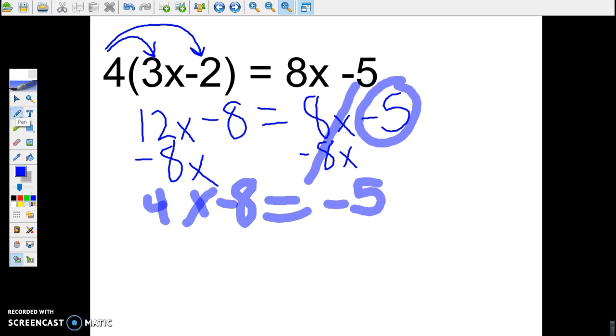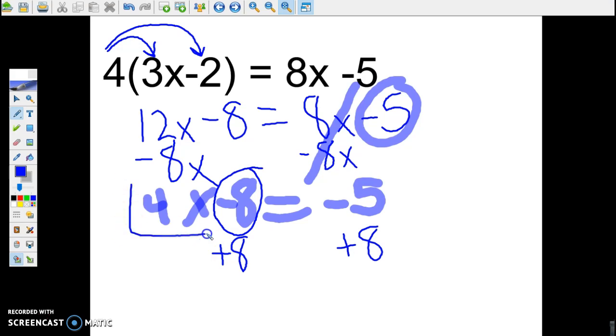From here, we need to get x all by itself. So we have to undo this minus 8 by adding 8 to both sides of the equation. That leaves me with 4x. So now we have 4x equals negative or positive 3. Well, 8 has the advantage, so it's got to be positive 3.